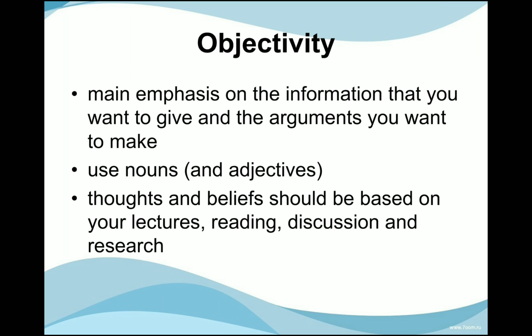Written language is in general objective rather than personal. It therefore has fewer words that refer to the writer or to the reader. This means that the main emphasis should be on the information that you want to give and the arguments you want to make, rather than you. For that reason, academic writing tends to use nouns and adjectives rather than verbs and adverbs.